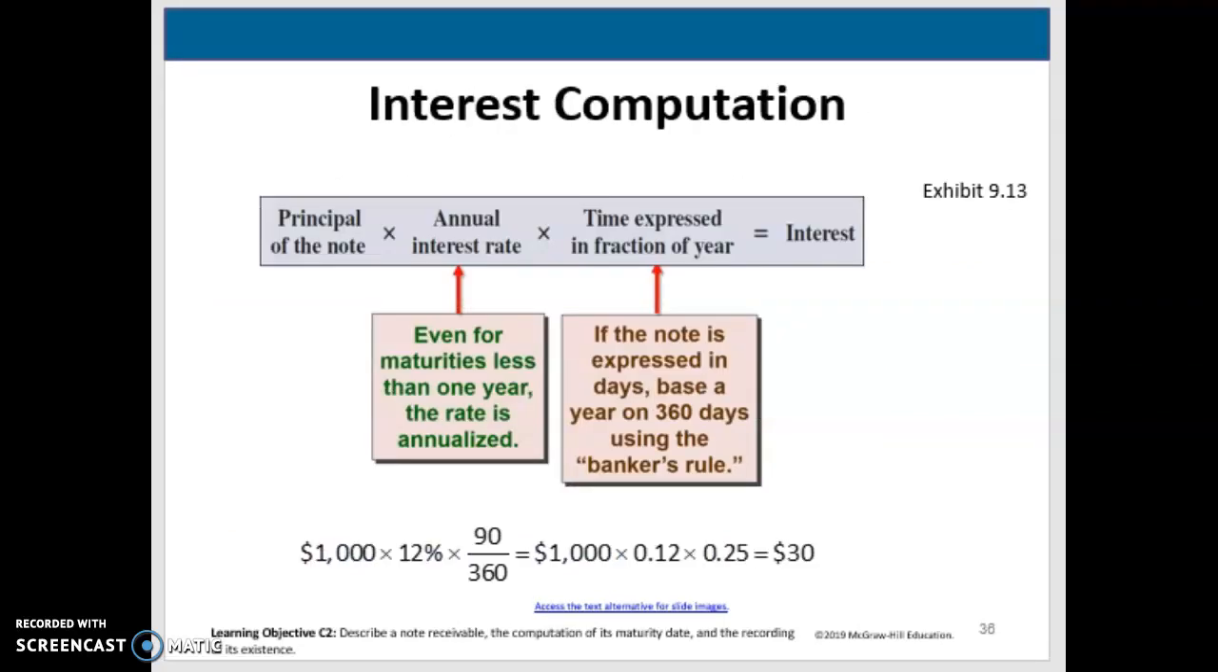The next thing we have to learn how to compute is our interest. So we're going to be looking at our interest computation. It's principal times rate times time gives you your interest. They give the example here: 1,000 times 12% times 90 over 360 days. So it tells you here, if the note is expressed in days, we are going to base it on a 360-day year using the banker's rule. So not 365, we're using 360. This is for an annual interest rate. If it's less than 1 year, we have to break it down by month.